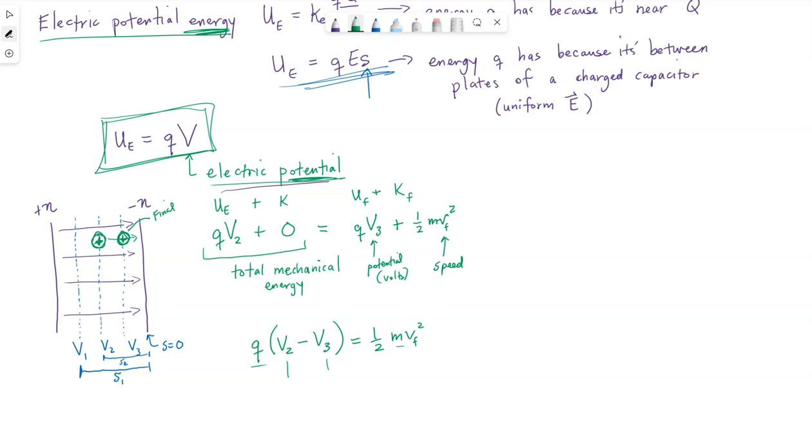Okay, since point 2 is my initial point and point 3 is my final point, I have here a Q times V initial minus V final equaling 1/2 M V squared. When we talk about delta V, that specifically means final minus initial. So we actually have the opposite of delta V right here.